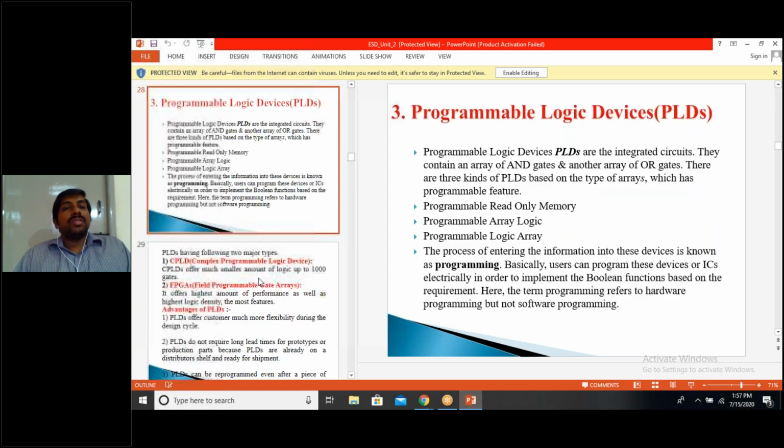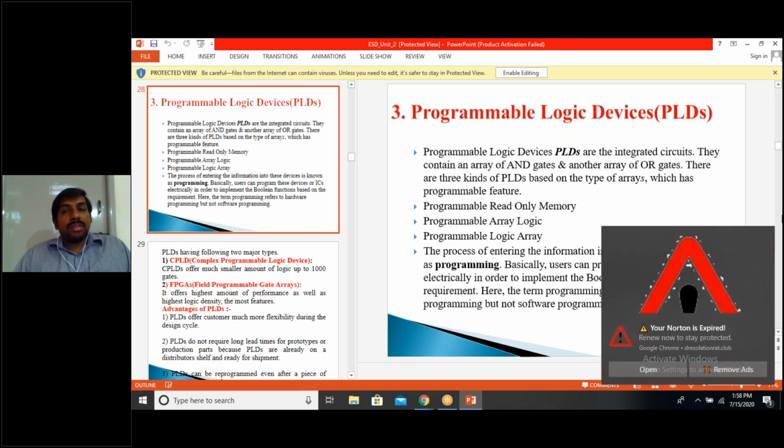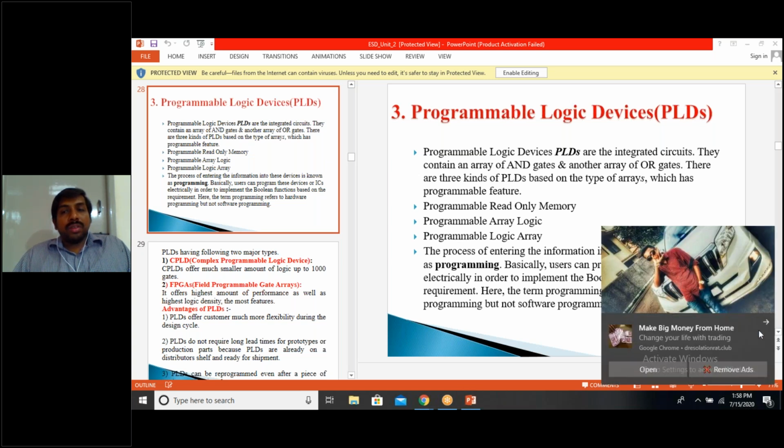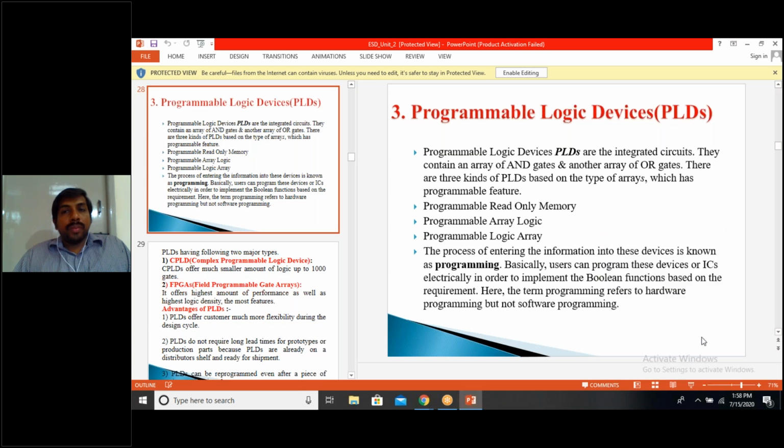And next, the system core is your PLD, programmable logic devices. These are semi-custom devices. You only have to program it. The hardware is available in terms of an AND OR array. So there is a specific set of AND gates and a specific set of OR gates, and you only have to program this AND plane and OR plane.